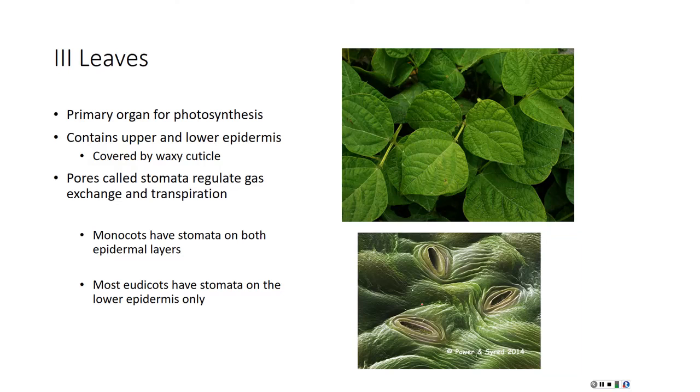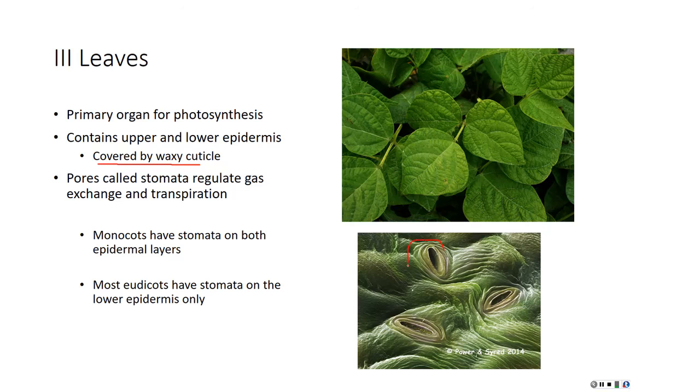So finally, looking at leaves. This is the primary organ for photosynthesis. Contains both an upper and a lower epidermis. Usually, leaves are very thin and flat because they want to intercept as much light as possible. They're covered by a waxy cuticle that helps keep excess water from being lost. They have pores called stomata that regulate gas exchange and transpiration.